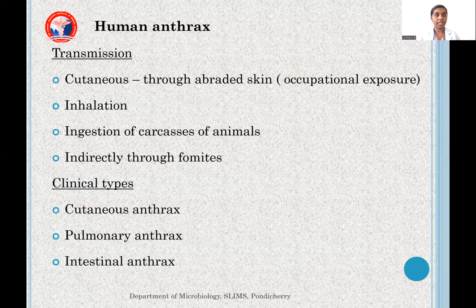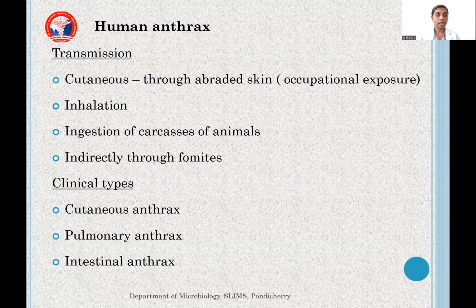Now coming to human anthrax. Human anthrax occurs mainly through three modes of transmission. And rarely it can spread through fomites also. But the main modes of transmission are three, of which the cutaneous mode is the most common.